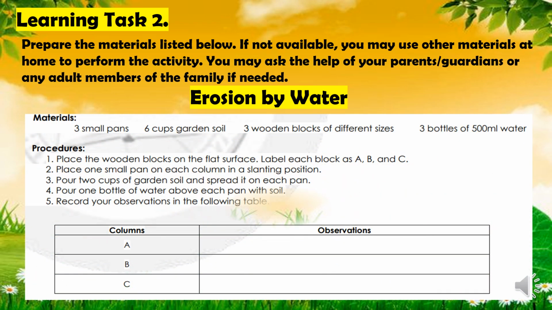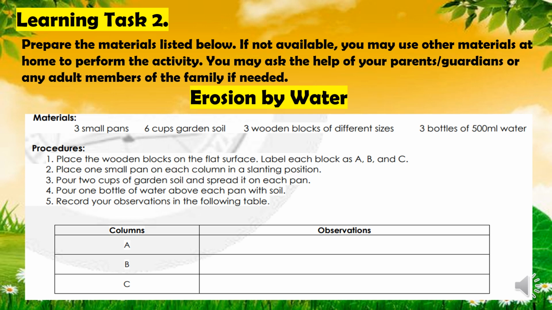The materials, you have 3 small pans, 6 cups of garden soil, 3 wooden blocks of different sizes, and 3 bottles of 500 ml water. For the procedures, number 1, place the wooden blocks on the flat surface. Label each block as A, B, and C.